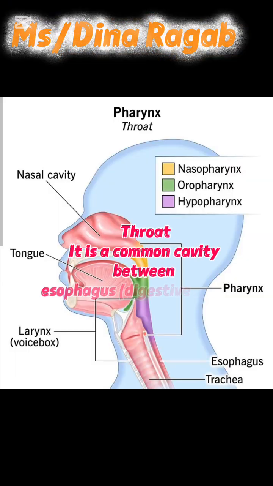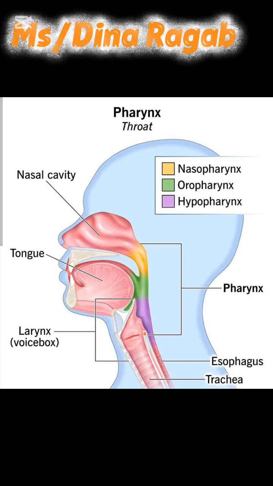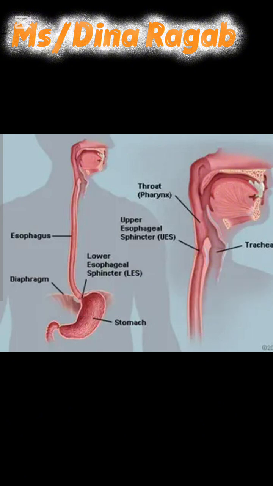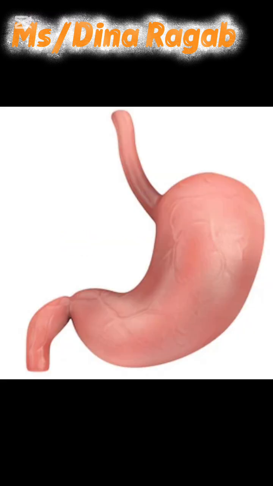The throat is a common cavity between the esophagus and the trachea. The esophagus is from the digestive system and the trachea is from the respiratory system. Then the food goes to the next step, the esophagus. The esophagus is a long muscular tube that allows the food to pass to the stomach.